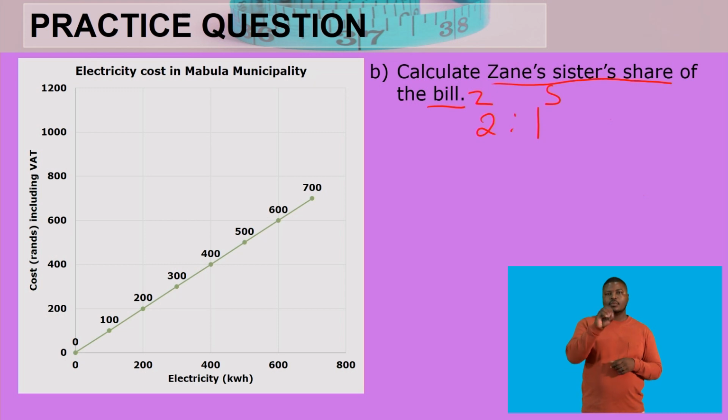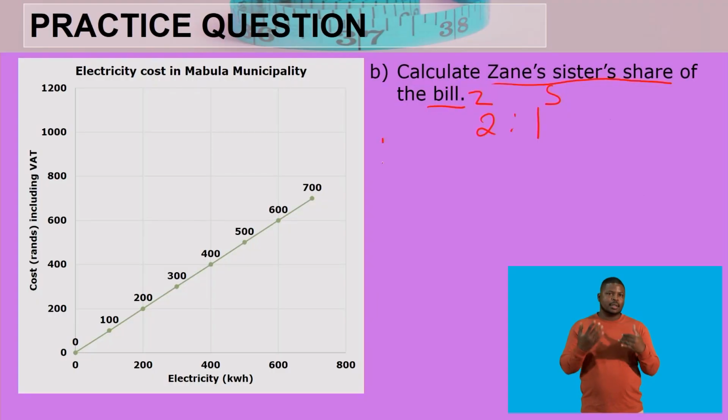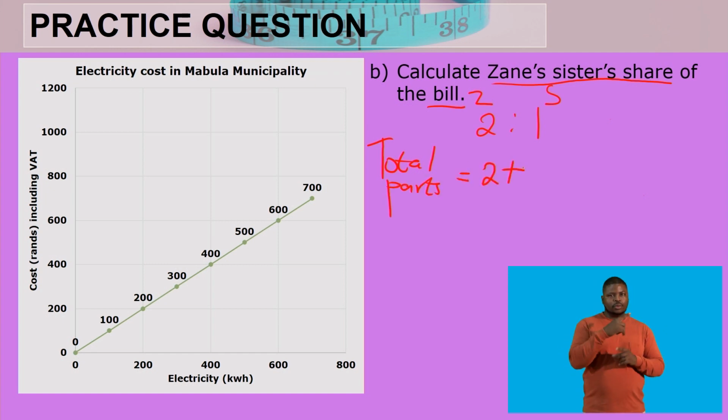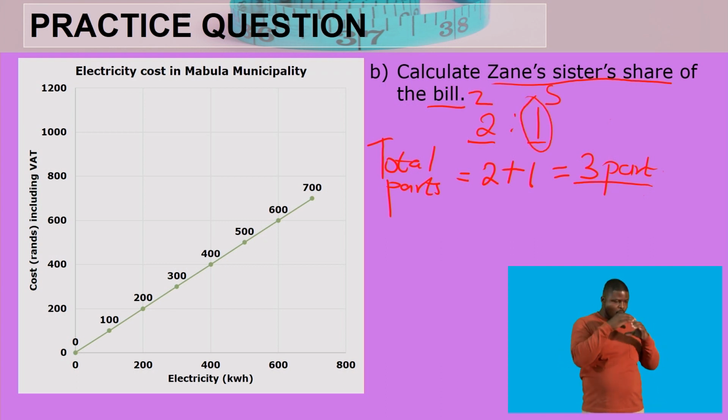Whenever we are calculating ratios and want to find the proportion, we have to add and find the total parts. So we have 2, which is the portion of Zain, and 1, which is the portion of his sister. Then 2 plus 1 gives us 3 parts. Now that we've calculated our total parts to be 3, we have to calculate Zain's sister's portion only. The main focus should be on the 1, because that is the sister's portion.